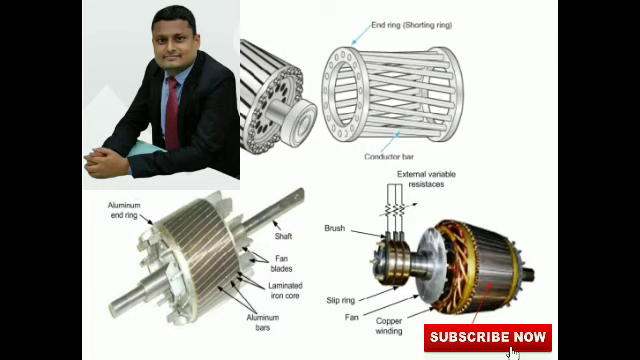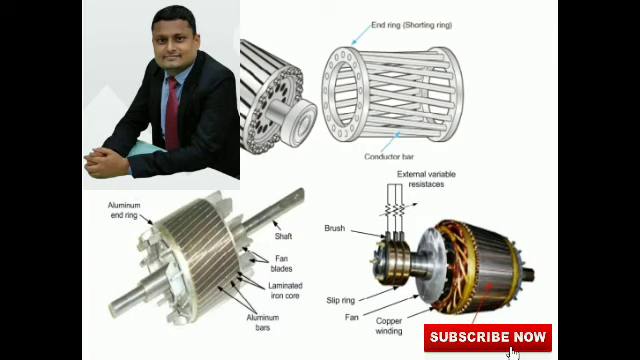So we will go ahead with the rotor type. In a squirrel cage induction motor, the rotor is very rugged. Simple construction is there, and also the rotor is cheaper, but starting torque is low and the speed control is not very easy.